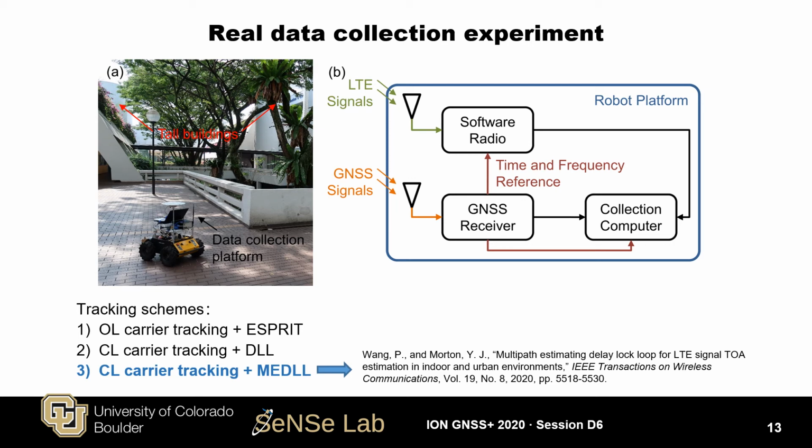We implemented three tracking schemes for processing this real dataset. The first one is open-loop carrier tracking in conjunction with ESPRIT, which is known as a high-resolution TOA estimator. The second one is closed-loop carrier tracking with a conventional delay lock loop to track the TOA. And the third one is closed-loop carrier tracking with the multipath estimating delay lock loop, MEDLL, which was also an idea we borrowed from GNSS multipath mitigation techniques and applied to LTE signal TOA estimation.